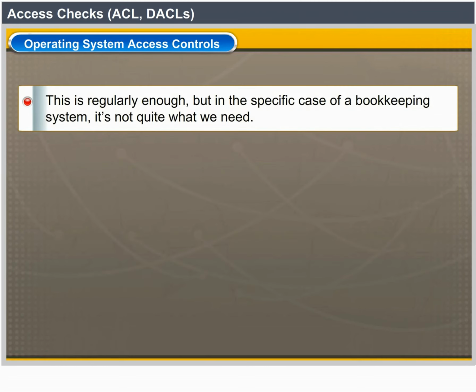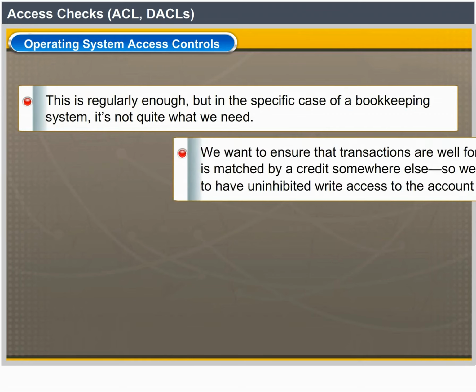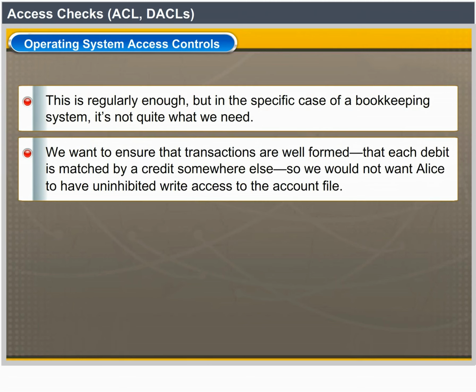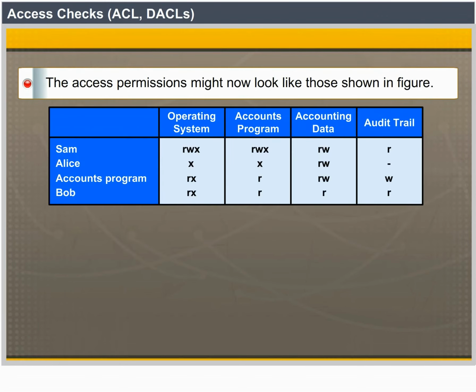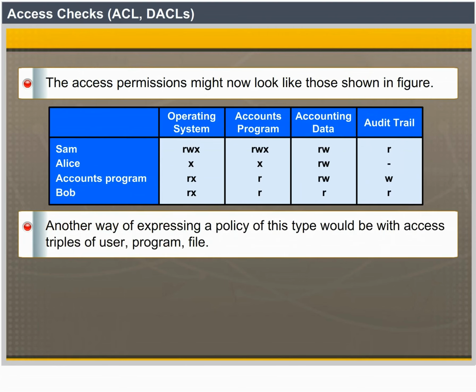This is often enough, but in the specific case of a bookkeeping system, it's not quite what we need. We want to ensure that transactions are well formed, that each debit is matched by a credit somewhere, so we would not want Alice to have uninhibited write access to the account file. We would also prefer that Sam didn't have this access, so that all write access to the accounting data file was via the accounting program. The access permissions might now look like those shown in the figure. Another way of expressing a policy of this type would be with access triples of user, program, file.